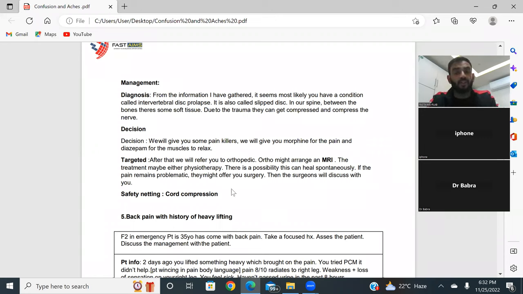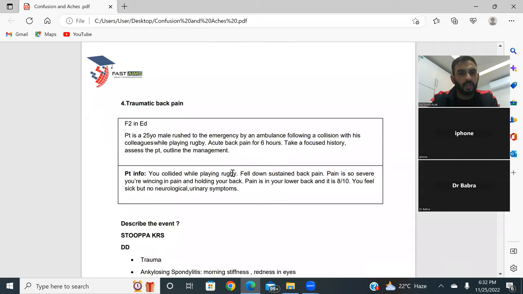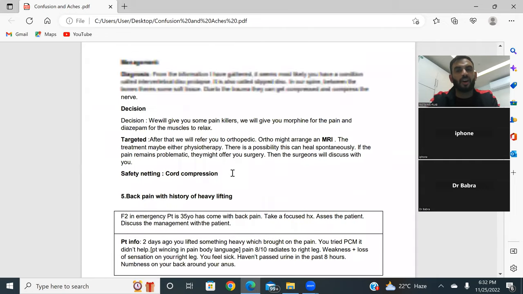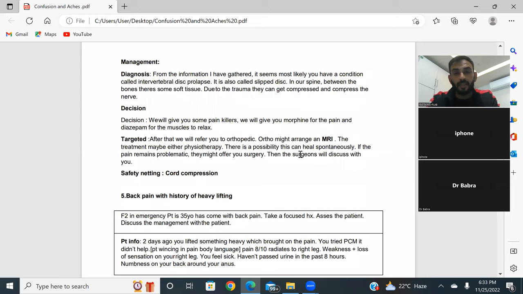And then depending upon your signs and symptoms, you will be requiring physiotherapy. You will not order physiotherapy by yourself because it's not your domain. Even in the sprain patient, you will not order physiotherapy. It is the GP who can order. Here, you are GP. But you cannot order physiotherapy because it can be either GP or orthopedic. There is a possibility that if the pain remains problematic, they might offer surgery. You need to explain your concern.